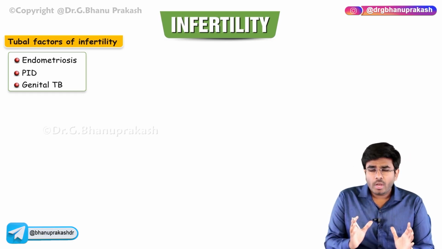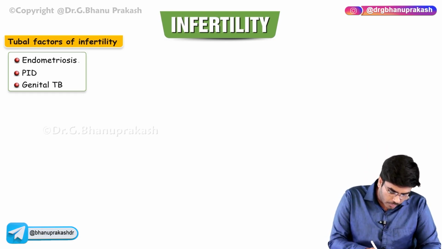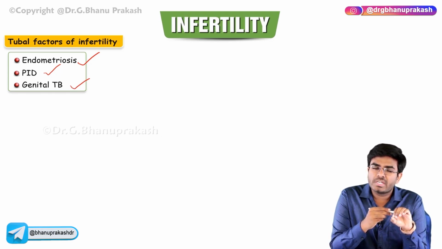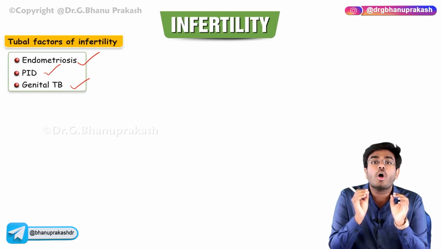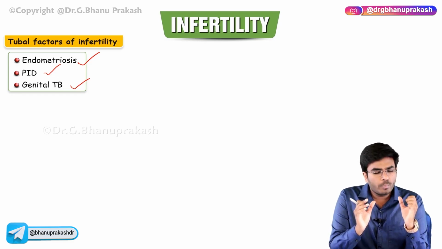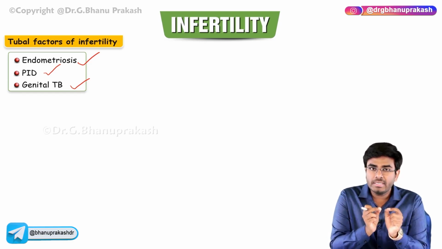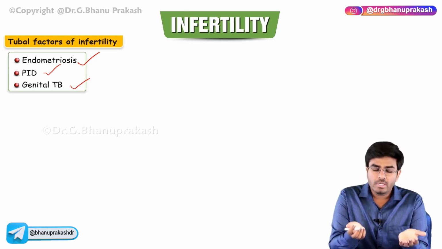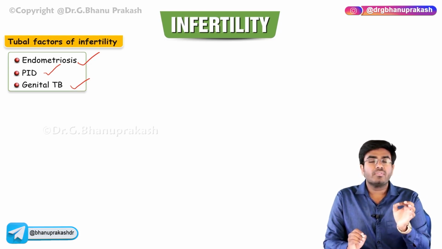Guys, we have already discussed that the fallopian tubes will be affected in conditions like endometriosis, pelvic inflammatory disease and genital tuberculosis. Because of the inflammation in the fallopian tubes, there will be development of adhesions. These adhesions will block the fallopian tubes. Whenever fallopian tubes are blocked, the sperm and ovum cannot meet. So whenever the sperm doesn't meet the ovum, fertilization cannot happen, and how can pregnancy happen? So what I'm trying to put into your mind is that tubal blocks can lead to infertility.